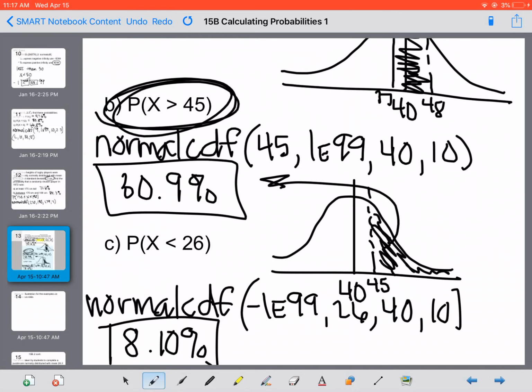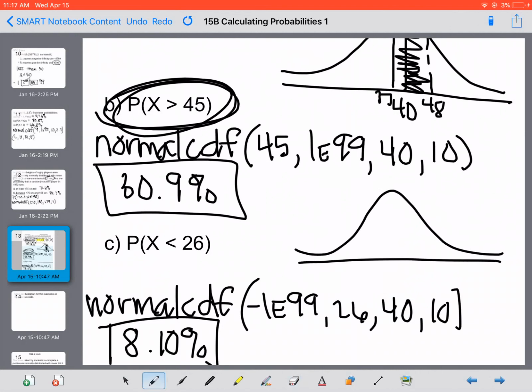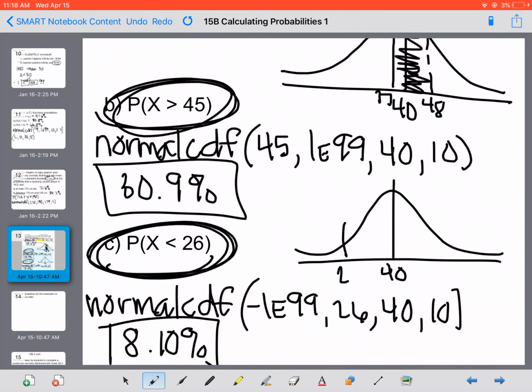So then, if we were to graph that, I'm going to just erase this here. So we draw our bell. Here's my center. But now I'm talking 26. Well, 26 is going to fall somewhere over here. And then I'm talking about everything that's below it. So that 8.1% is going to be that.